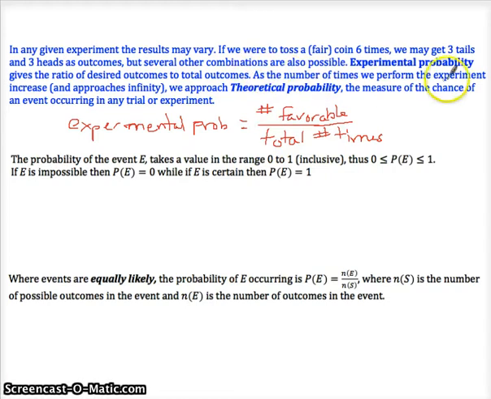As the number of times we perform the experiment increases, and as I were to toss these 6 coins thousands and thousands more times, the theory here is that this fraction gets closer and closer to what we would call the theoretical probability, the measure of chance of an event occurring in any trial experiment. Over time, it would tend to land on the empirical, scientific probability that we would expect. Okay, so those are 2 separate definitions of probability.